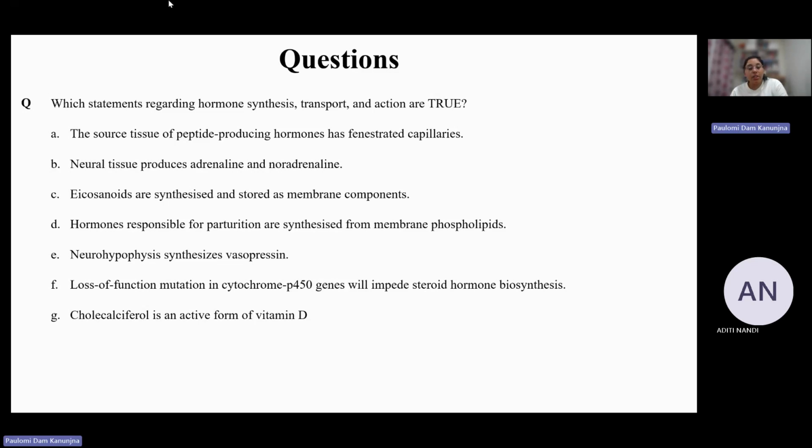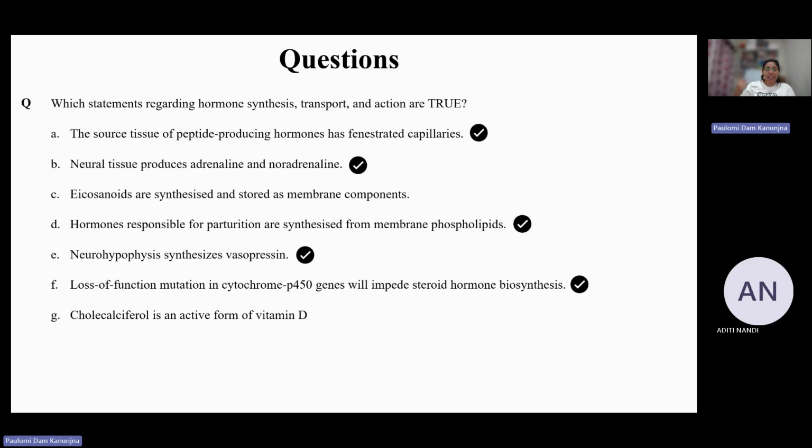Okay, since we are less on time, I'll quickly give the answers. You can always check if you were thinking in the correct direction. So the first one says the source tissue of peptide producing hormone has fenestrated capillaries. When you look into it, you will see that endocrine glands that produce a peptide hormone, for example pancreas or anterior pituitary, have these fenestrated capillaries to allow rapid hormone release. Fenestrated is basically a window-like system, right?